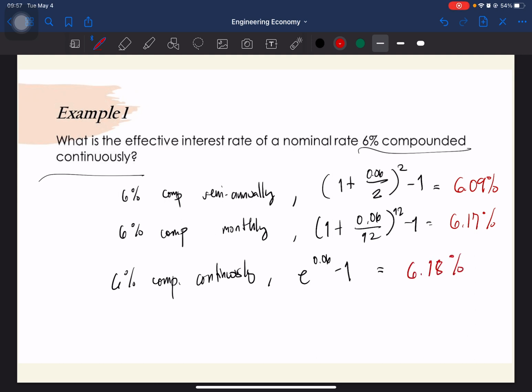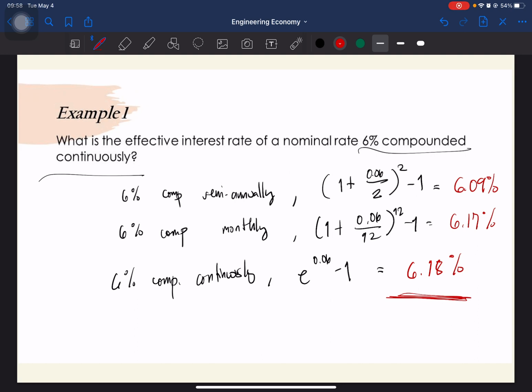6.18%. And as discussed kanina, ito yung sagot natin, this is the effective interest rate niya. Yan yung ibibigay niya sa loob ng isang taon. Okay? As discussed kanina, the compounded continuously is going to have the greatest effective interest rate, kasi nga, siya may pinakamaraming compounding periods. Okay? So, that ends our example number 1.